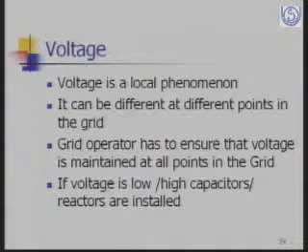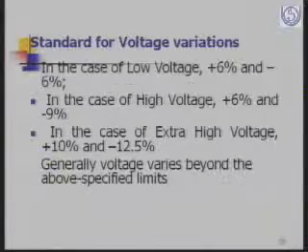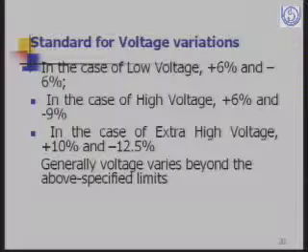Because low voltage would mean higher losses in the system, and it would also damage the equipment. The standard voltage variations we have already discussed earlier: plus 6% and minus 6% in case of low voltage, and in case of high voltage, plus 6% and minus 9%.